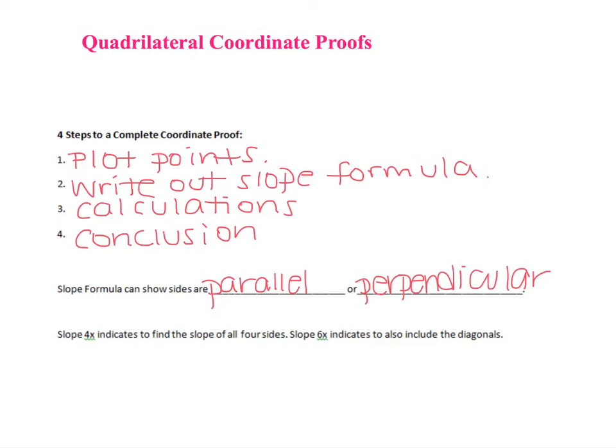So for each of the 5 quadrilaterals that we've learned this year, I'm either going to have you guys do slope 4 times or 6 times. If I say 4, that means the 4 sides of the shape, find the slope of each side. If I say 6 times, also find the slope of the 2 diagonals. If you're unsure, do it 6 times. It's better to have extra than not enough.